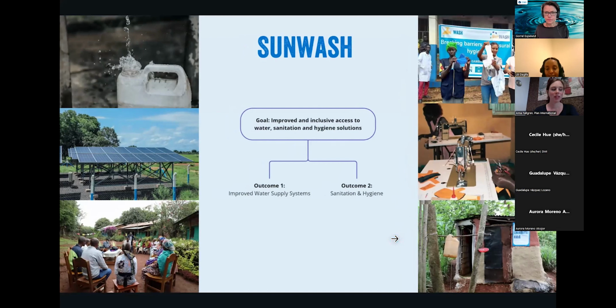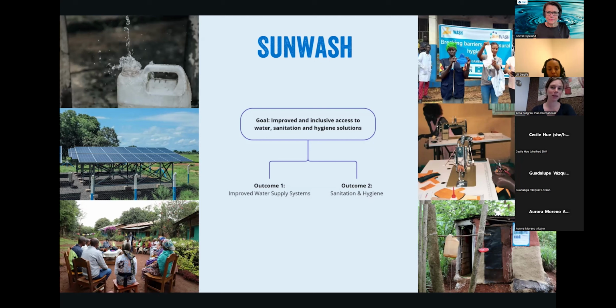So given this context that Lili has just described with those numbers and figures, Plan Denmark and Plan Ethiopia developed the SunWash project in partnership with Water Mission. I know they will be talking after this session, so I will not talk too much about who they are. But basically, they're bringing a lot of capacity, training and expertise to this intervention, and we're really grateful for that. I also want to mention that the project is funded by Grundfos, which I'm sure many of you have heard of. And the project is now in its second phase.